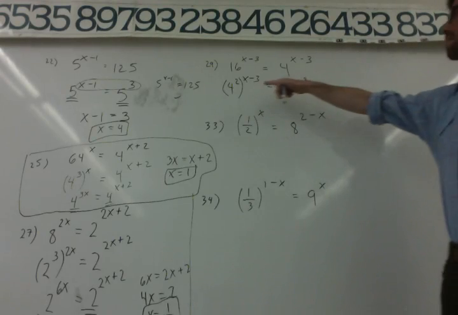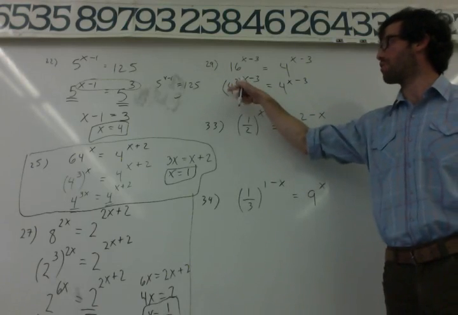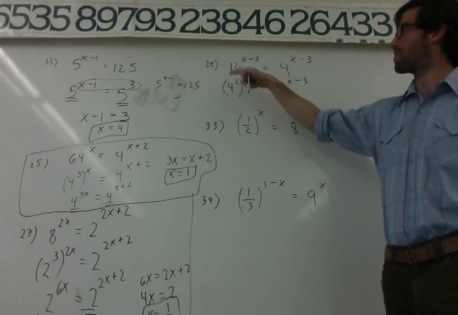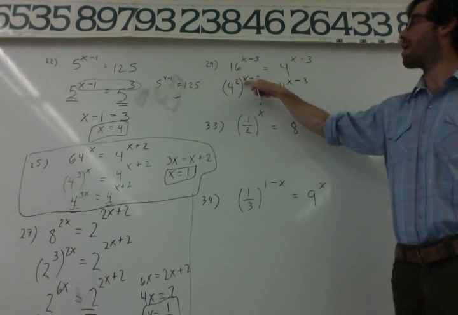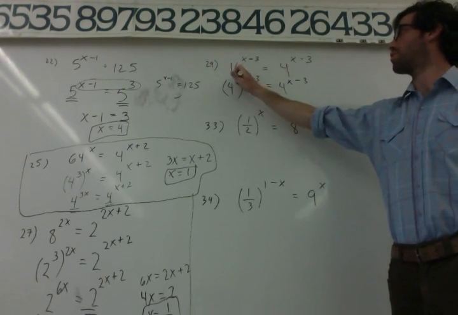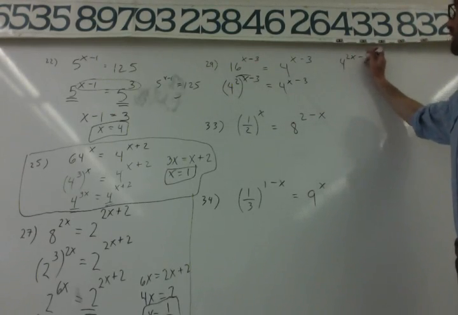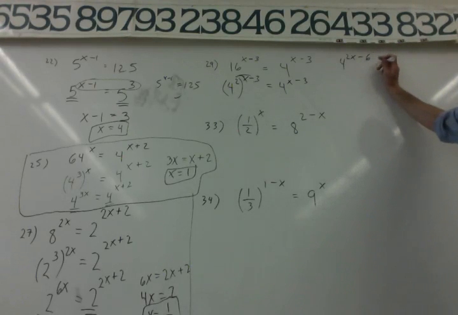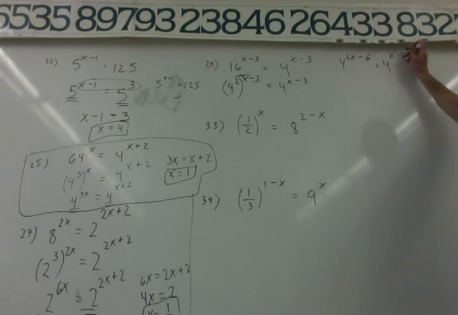Multiplying, right? We have to multiply. This is why it's kind of important to use parentheses here when you substitute. 4 squared to the x minus 3 power. 2 times the quantity x minus 3 is going to become 2x minus 6. You do have to distribute, all right? So we have 4 to the 2x minus 6 equals 4 to the x minus 3.